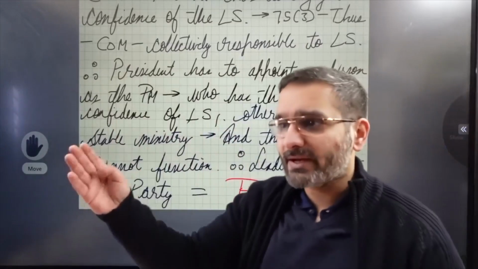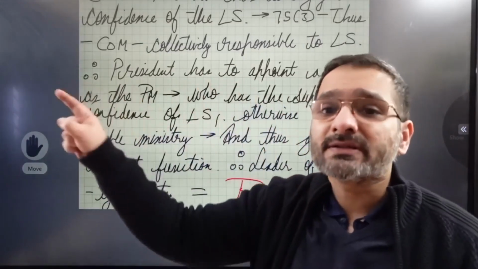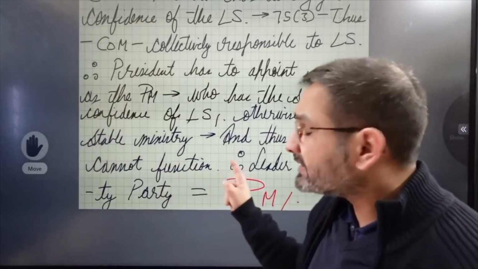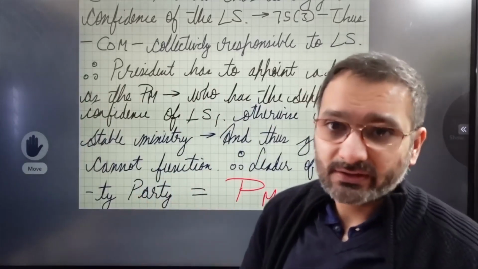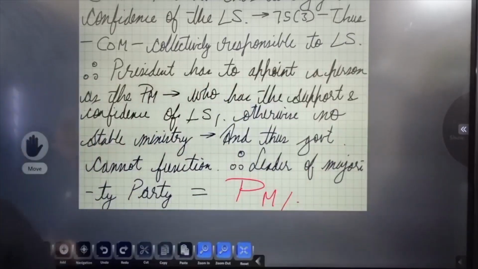They are going to tell the President, well, this guy is our leader. He will appoint such a person as the Prime Minister. Why? Because he is the guy who is enjoying the majority. Do you understand it now? Theek hai ji? Let us move on to the next page.